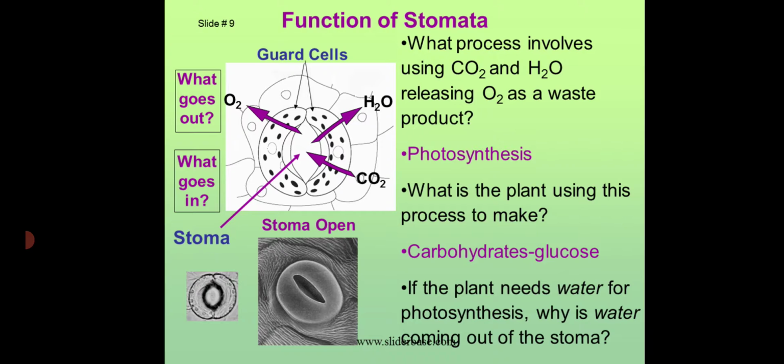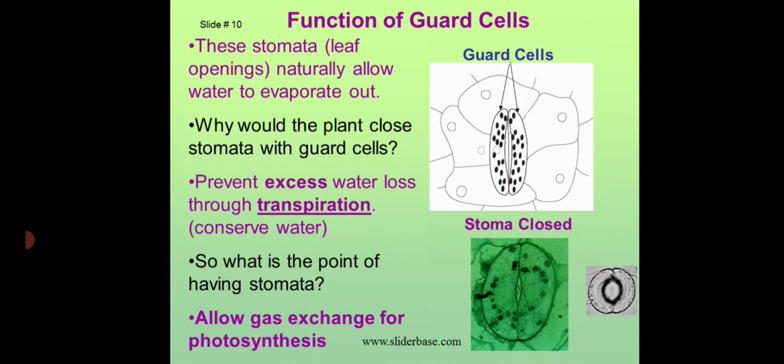What process involves using carbon dioxide and water releasing oxygen as a waste product? The photosynthesis process. What is the plant using this process to make? Carbohydrates, glucose. If the plant needs water for photosynthesis, why is water coming out of the stoma? Excess water comes out. How much amount of water is needed, that water is utilized, but the excess water will be coming out through stoma.